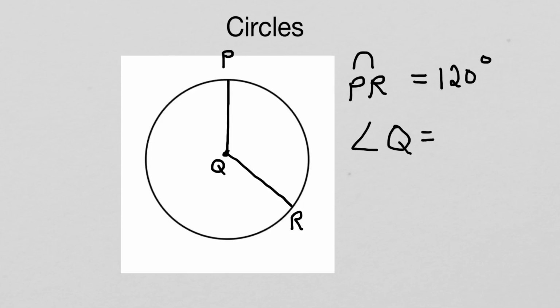Here we have a central angle, and we know that the arc PR equals 120 degrees. We want to know what the angle of Q is. Because this is a central angle, it is going to be equal to that of the arc. So angle Q is 120 degrees.